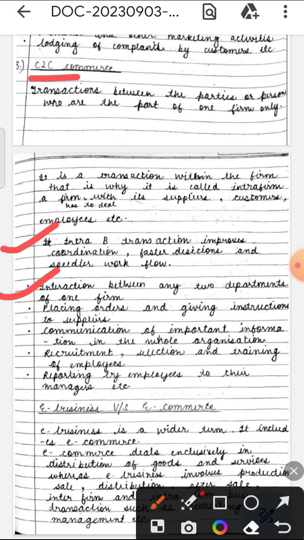So they do the dealings or the transactions with others. So it is known as intra-B transactions. Interaction between any two departments can be done in intra-B commerce, such as placing orders and giving instructions to suppliers, because a business needs raw material from the suppliers. So it is a dealing between a part of the firm only. The supplier is a part of the business and the business is a part of the supplier. So a part of the firm involved in transactions is known as intra-B commerce.